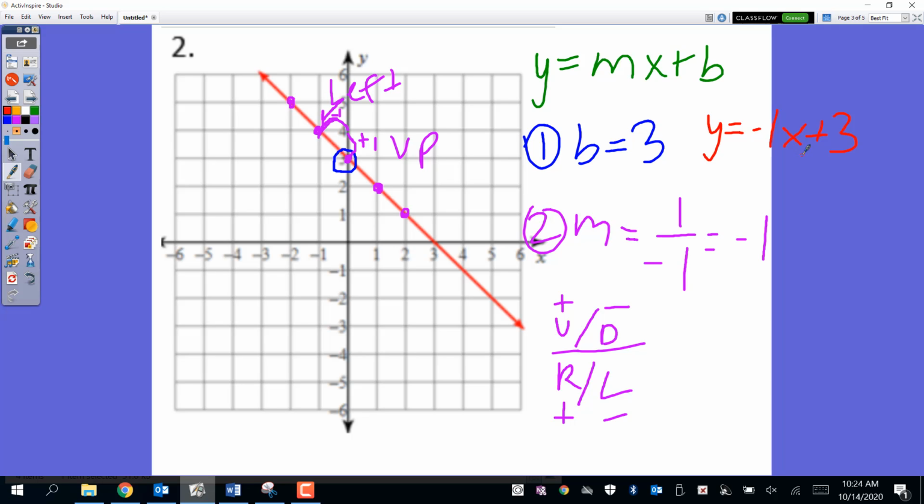That's fine. You also need to be ready to see it as just negative x plus 3. Because on, like, the STAR test, they're not going to put negative 1. They're just going to put the negative sign, and they assume that you know that means negative 1. Okay.